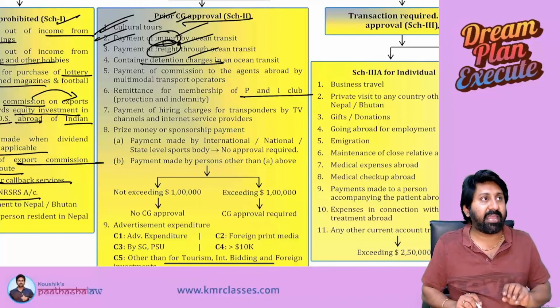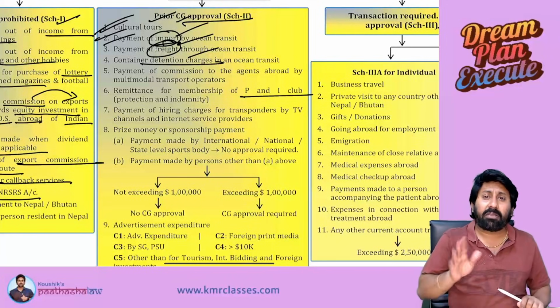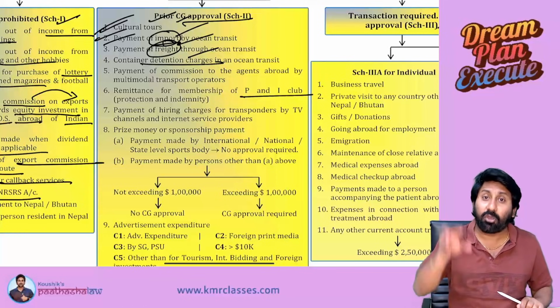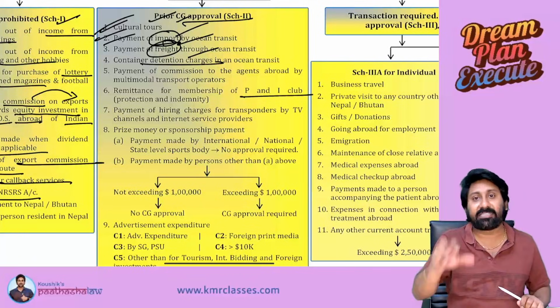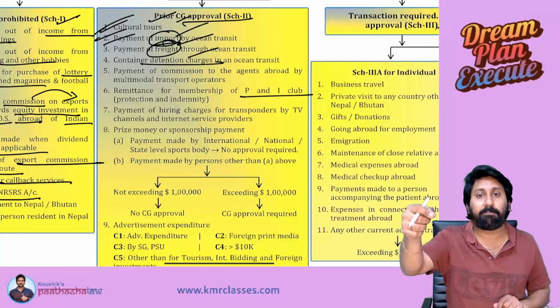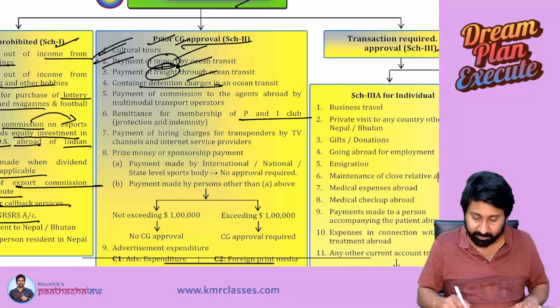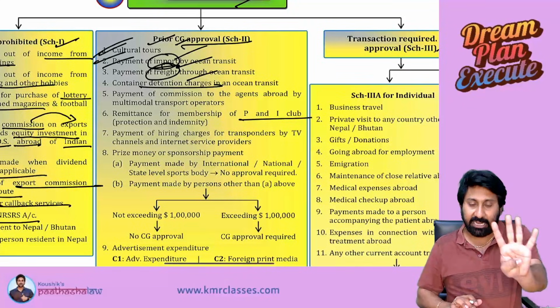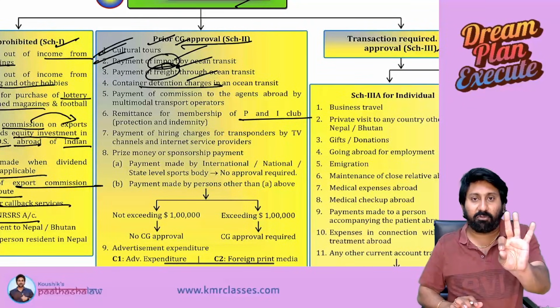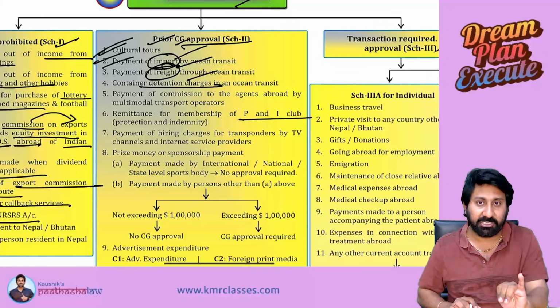P&I club is like an insurance company, but a normal insurance company will cover only the goods. This will cover the entire risk of the ship as well. That's why any kind of membership fee for the P&I club, if you pay, that will also come under current account transaction only. Okay, so tell me, what are the things? Number one, import by ocean transit, import payment, freight payment, container detention charges, P&I membership payment.